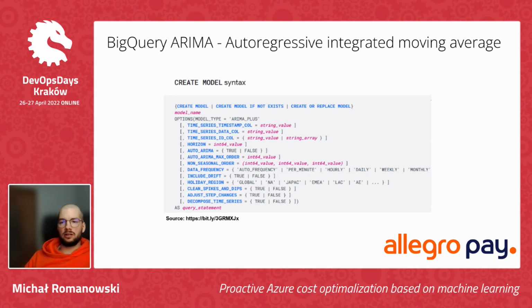I've mentioned that the ARIMA model implementation is quite easy. Here I've included all possible parameters when creating a new model. Apart from the most obvious ones, such as dataset reference, we've got horizon. That is the horizon of the forecast expressed in days. We've got data frequency. In our case, it would be daily. And we've also got holiday region that takes holidays into consideration, which in our business is quite important.